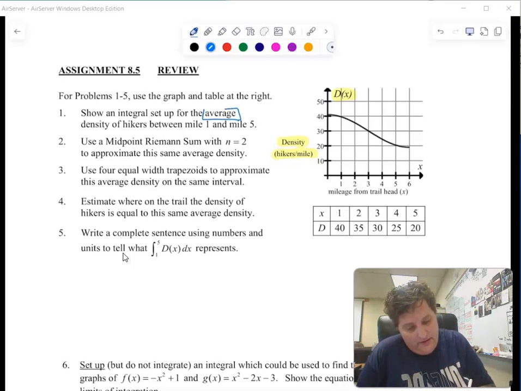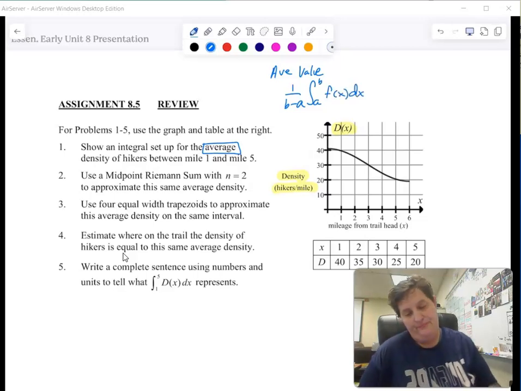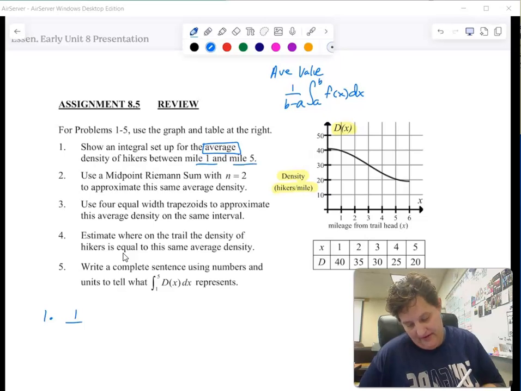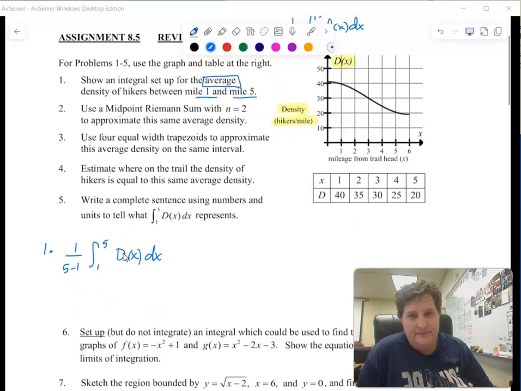The word average, right? What you want to remember for that is that average value is 1 over b minus a, the integral from a to b of your function. Okay, so for number 1, I'm going to do 1 over, it's between mile 1 and mile 5, so 1 over 5 minus 1, the integral from 1 to 5 of my function. Okay, and this is the average density, so like the average number of people on the trail, right?